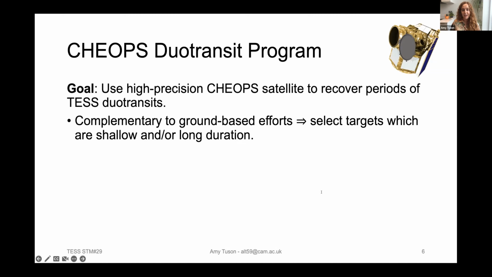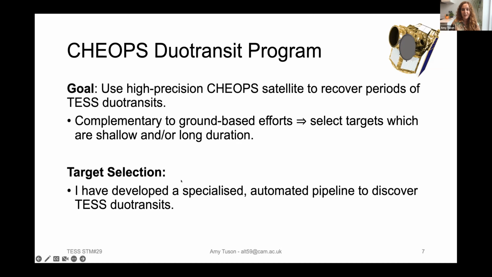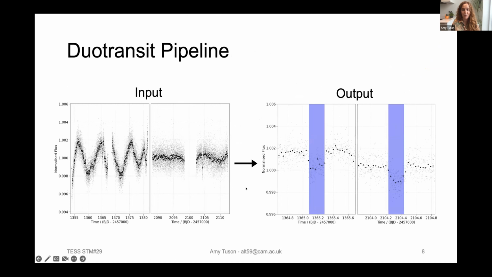So how do we find TESS geotransits that we can then follow up with CHEOPS? Well, conventional planet searches aren't well optimized to find geotransits, especially the shallow, low signal to noise ones that we're particularly interested in. So therefore, I've developed a specialized pipeline to discover TESS geotransits.